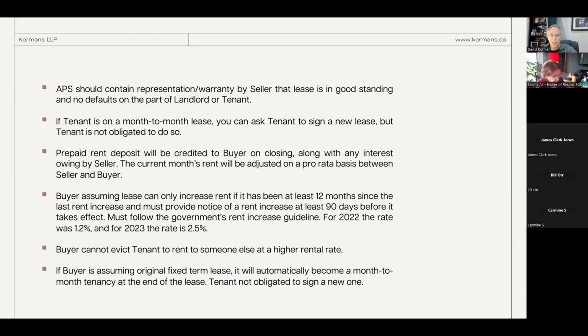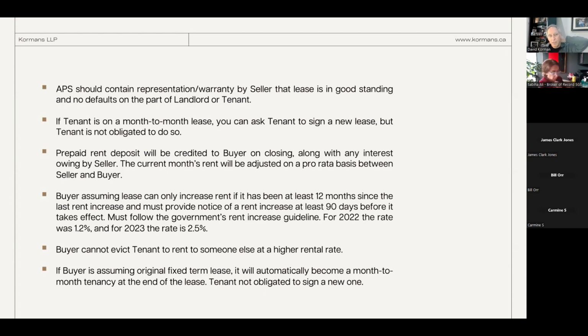Okay. If the tenant's on a month-to-month lease, you can ask the tenant to sign a new lease, but the tenant's not obligated to sign a new lease. Tenant has the right to stay as a month-to-month tenant. Sometimes it's to the tenant's advantage to sign a new lease. Sometimes it's not.